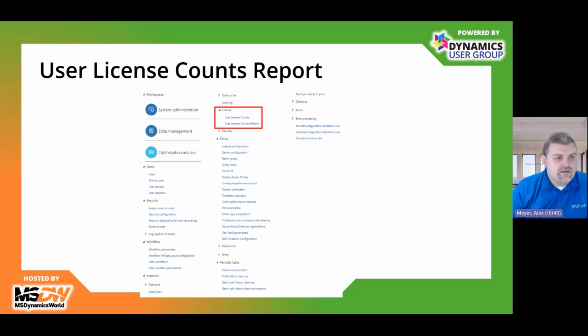You also have the ability to go in and run license reports at the user level. This is going to be in your system administration inquiries and then license area. So you have your user license counts and user license counts history. Those reports are very, very similar. It's just that the history report allows you to go back in time if you have the batch job running that actually populates this report.